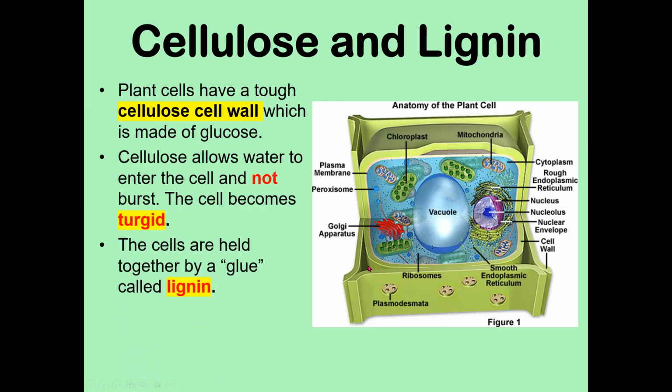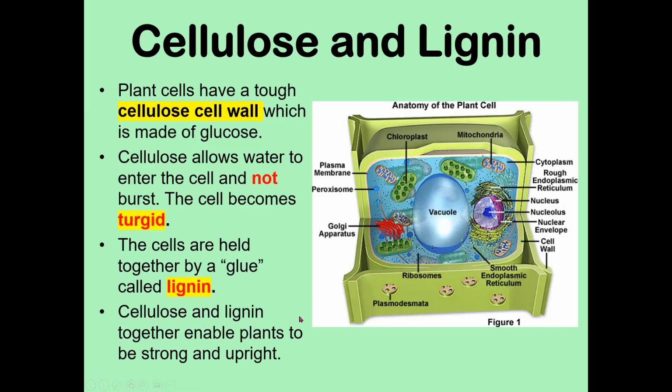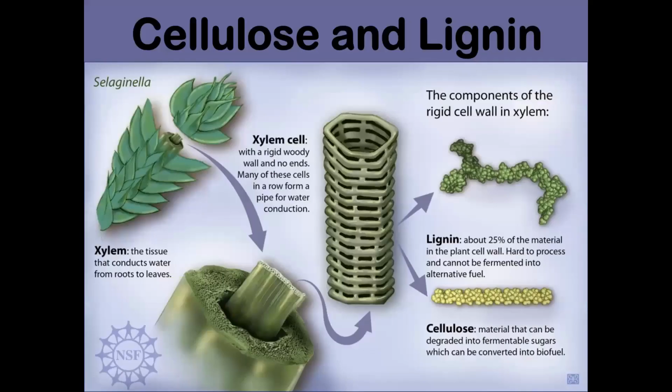Now, these cells are held together, as I mentioned before, with this glue, the lignin. And together with the cellulose, the turgidity, and the lignin, you get plants which can grow 100 meters, more, 120 meters high. So the xylem cells basically look like this, and they're held together. Part of the lignin is part of the system here.